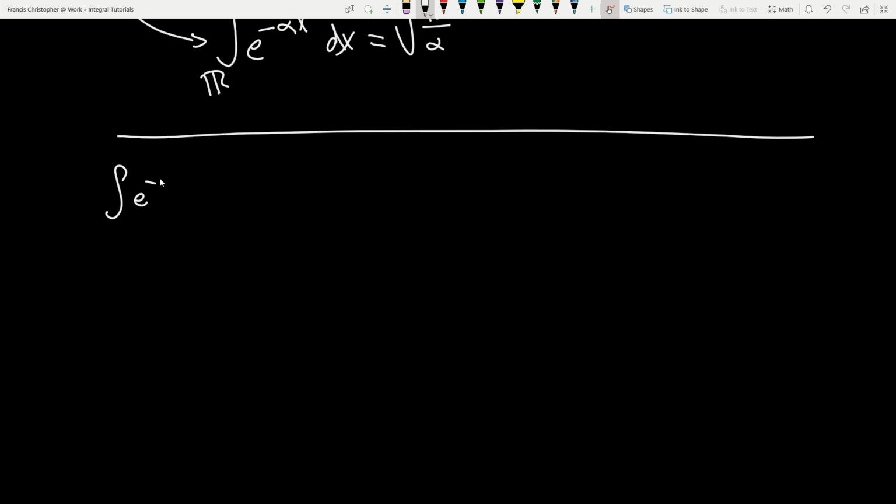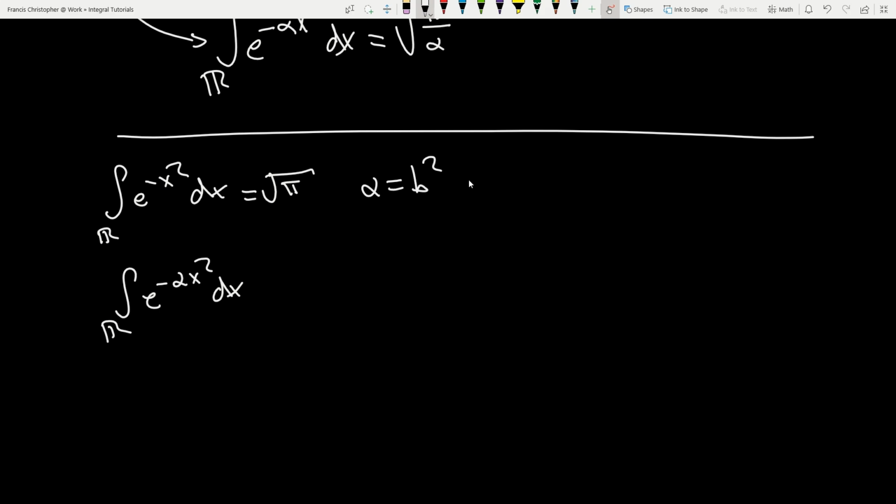If we have our normal Gaussian integral, where 1 is our scalar, then this is root pi. And this is a given. If people want, I guess I could make a video, if I have time, on why this is true. But if we want to introduce our scalar, alpha x squared dx, what I'll do is, let's say alpha equals b squared, so that this equals e to the negative b x squared dx.